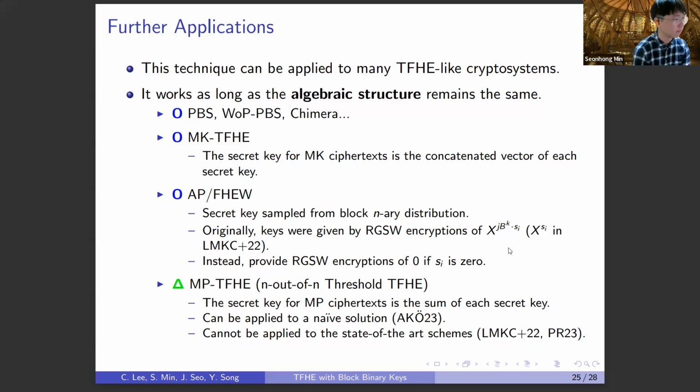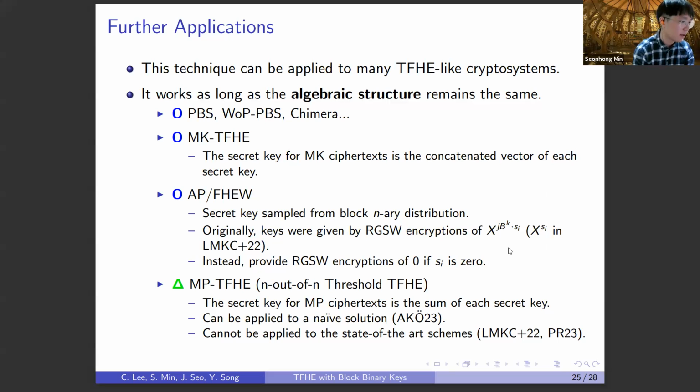We just think of block n-ary distribution. It means that there can be only one non-zero component in each block. So originally the keys were given by RGSW encryptions of X to the power of J·B^K·S_i, where J runs from 0 to B minus 1, and B is some kind of base for decomposition. And in LMKC+22, the keys were given by RGSW encryptions of X to the S_i, but it really doesn't matter when it comes to the block binary key distribution. So instead, you can provide RGSW encryptions of 0 if S_i is 0.